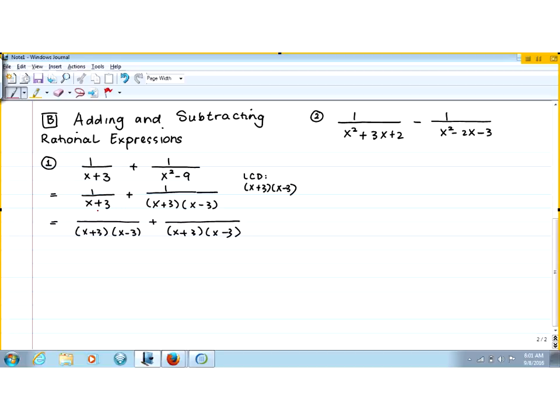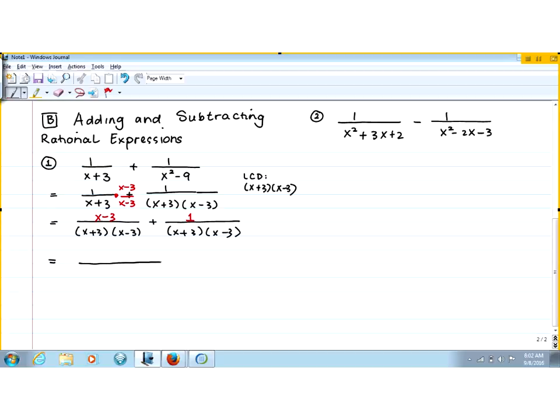now what? So this is x plus 3. This is x plus 3, x minus 3. So I need to multiply by x minus 3 over x minus 3. So I'm multiplying by 1. We're always multiplying by 1 because we don't want to change the value. So the 1 has the form x minus 3 over x minus 3. Okay. All right. So on the second one, we already have the LCD, so we just copy this one.